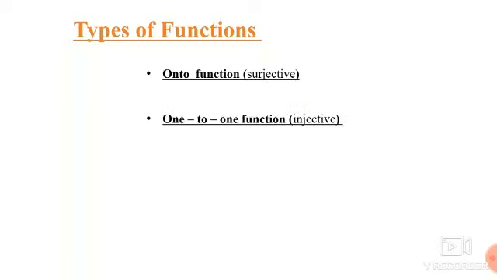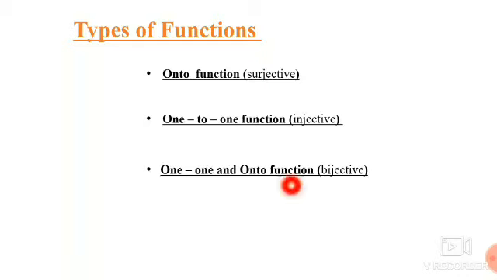Types of functions. We have three types of function. The first one is onto function, which is also called surjective function. Second one is one-to-one function, which is called injective function. And the third one is one-one and onto function, which is also called bijective function.